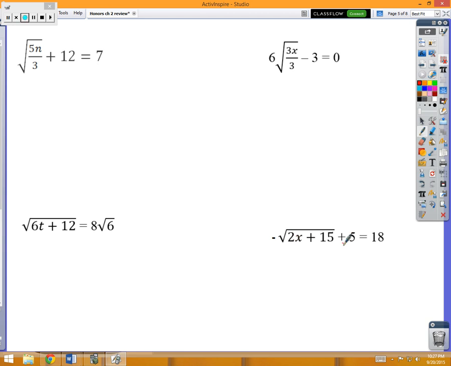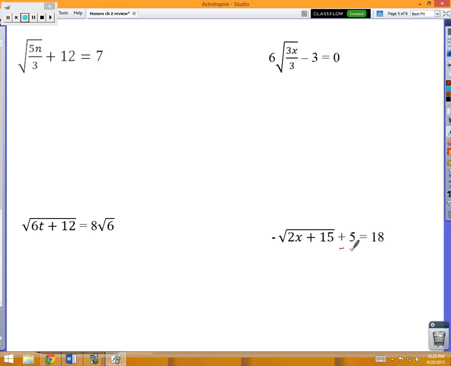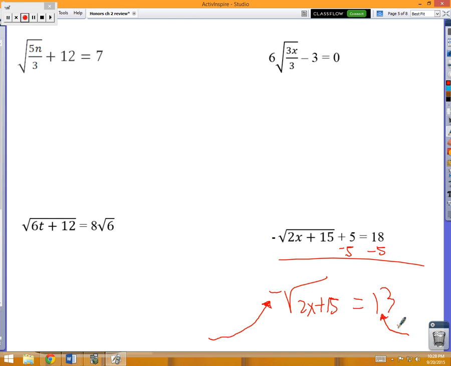Undo outside, let's undo this plus 5. So minus 5, minus 5. And you got another trick question. 13. So this time they are asking you to find the negative root. And the negative root can never be a positive quantity. Negative root's got to be negative. So trick question, this one is no solution.